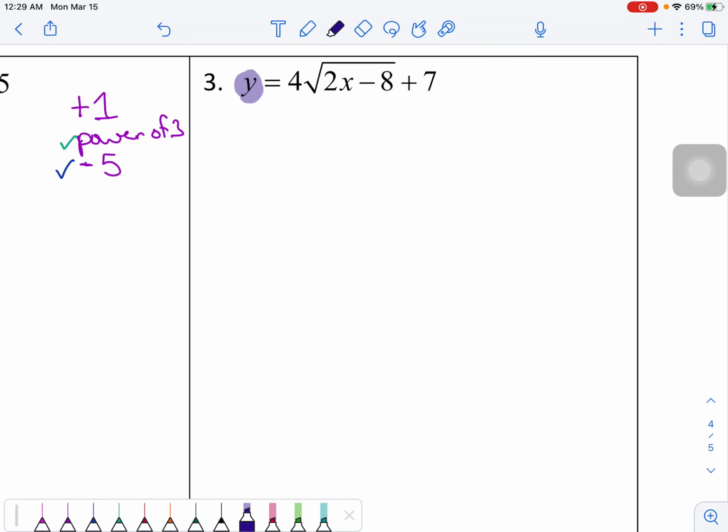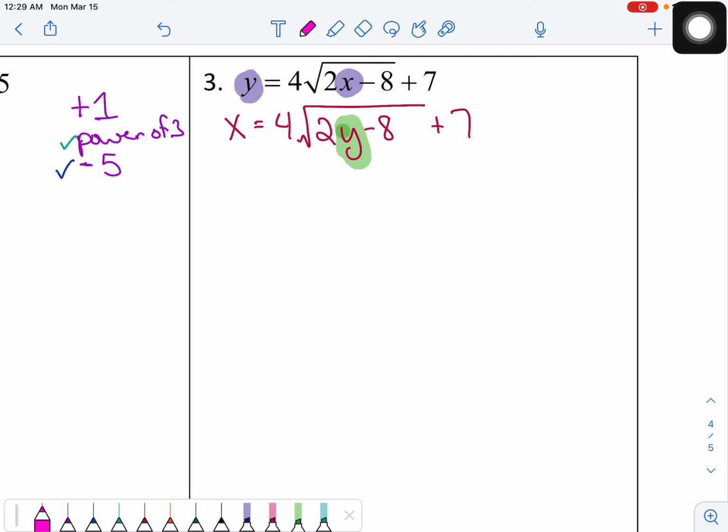All right, find x and y and switch them. Here's y, here's x. Let's go ahead and reverse those. So x equals 4 times the square root of 2y minus 8 plus 7. There is a lot of stuff going on in this problem, okay? So if we start with y, right, here is y. Let's start listing what we have to do to y in order.